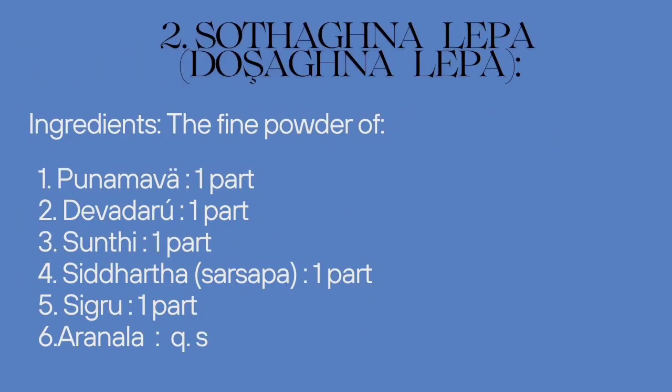Shothaghna Lepa ingredients: the fine powder of Punarnava 1 part, Devadaru 1 part, Shunti 1 part, Siddhartha 1 part, Shigru 1 part, Aranala, required quantity.